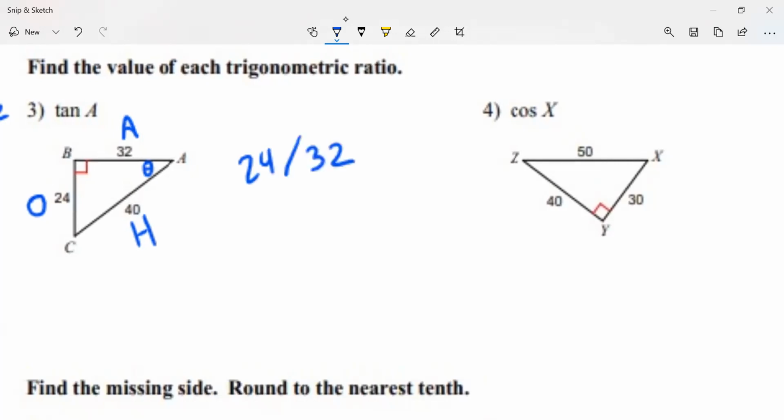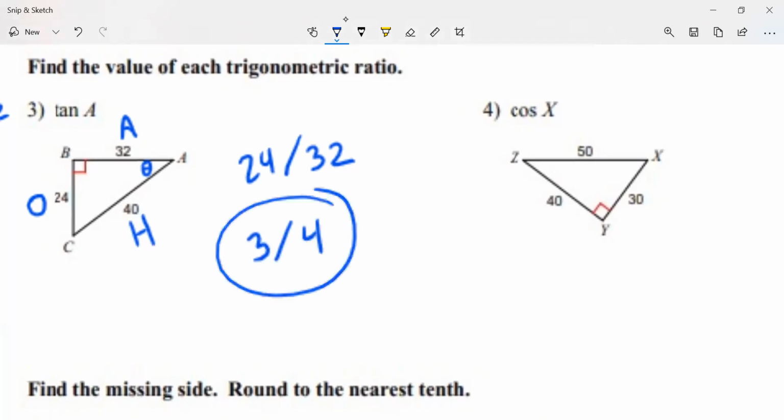If I just leave it as 24 over 32, and this is a homework assignment, it will be marked incorrectly. And the reason why is because I haven't simplified. 24 and 32, they can both be divided by 8. Let me divide each number by 8. So that's going to give me 3 over 4. And that will be my answer, 3 over 4. Don't forget to simplify your fractions.